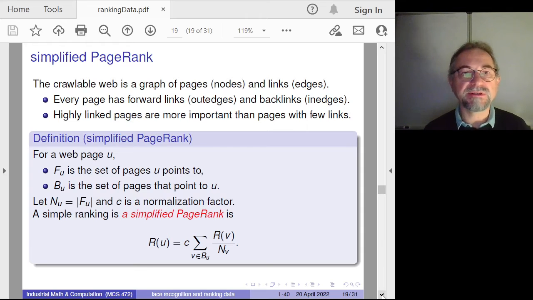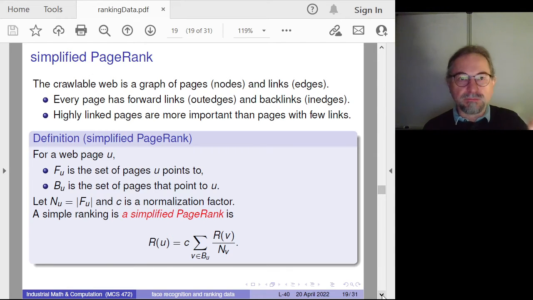Okay, so what is the PageRank? Well, the crawlable web, so the web itself, can be thought of as one giant graph or a network. The nodes in the network are the web pages. The links between the pages, whether one page refers to another page, are edges between nodes in the graph.